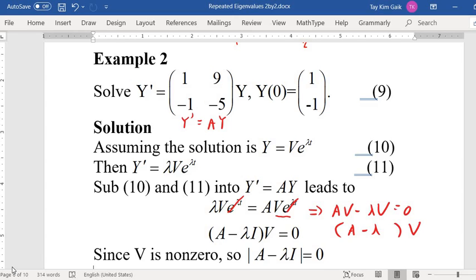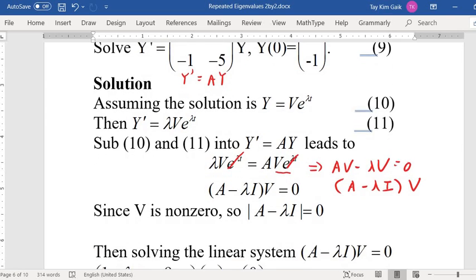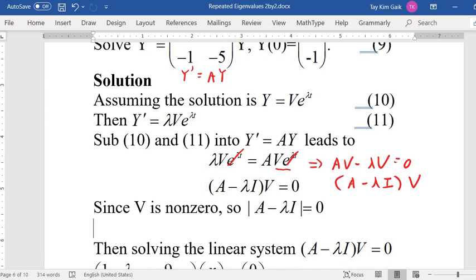Since A is a matrix, to do the matrix operation, lambda is a constant value and must be multiplied by an identity matrix which has the same dimension as A. And since the vector v cannot be 0, because if it is 0 then y has no solution, we need the determinant of A minus lambda I equal to 0. Solving this, you can obtain the eigenvalues. Plug in the eigenvalue, and you can find the solution for the eigenvectors.